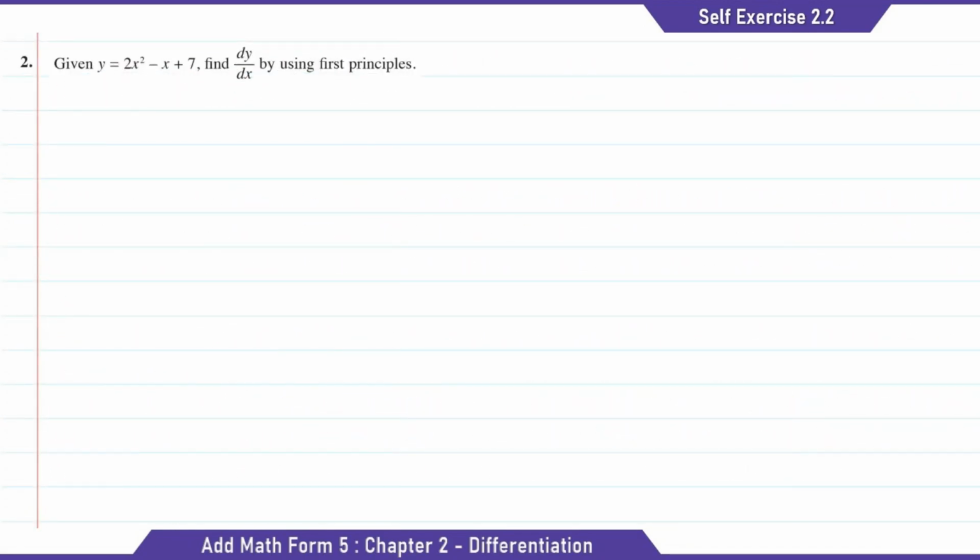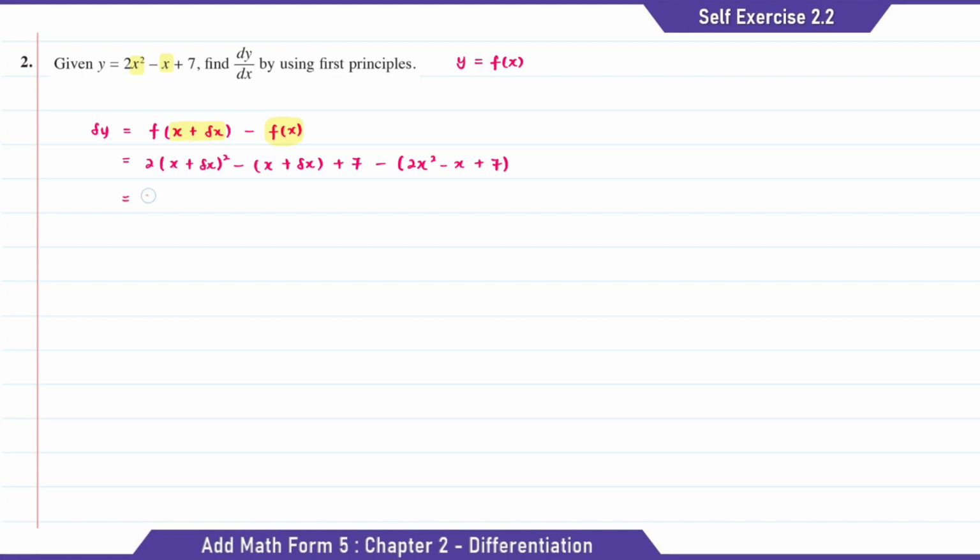Question number 2. Given y equal to 2x squared minus x plus 7, find dy dx by using first principles. So here I'm going to assume that y is equal to f of x. So first, I'm going to substitute x plus delta x into the x here. So this is equal to 2 bracket x plus delta x squared minus x plus delta x plus 7. Then we're going to minus the f of x, which is going to be 2x squared minus x plus 7.